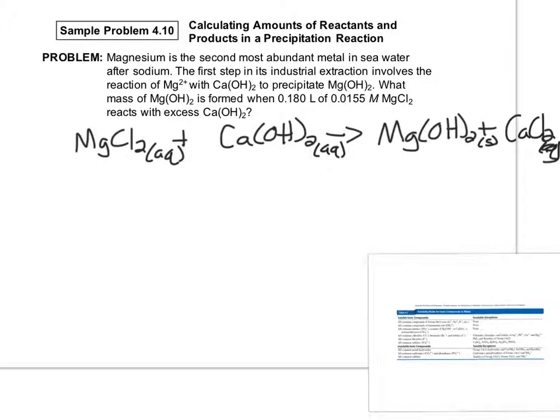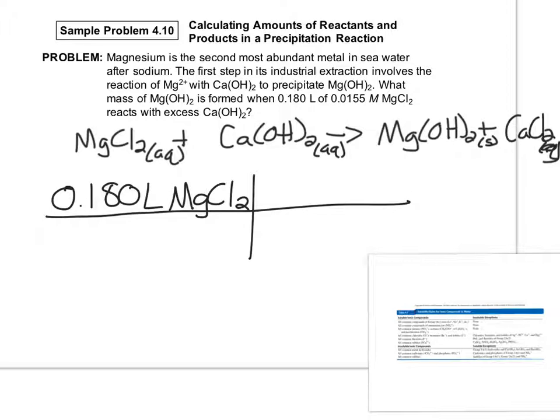Now, they've told me that I have 0.180 liters of magnesium chloride. That's the amount of magnesium chloride. They've given me a volume as the amount. And I need to figure out the mass of magnesium hydroxide that forms. So I've got to ask myself, how can I get from magnesium chloride to magnesium hydroxide? And the answer is this balanced equation. This is my conversion factor. It will let me go from magnesium chloride to magnesium hydroxide.